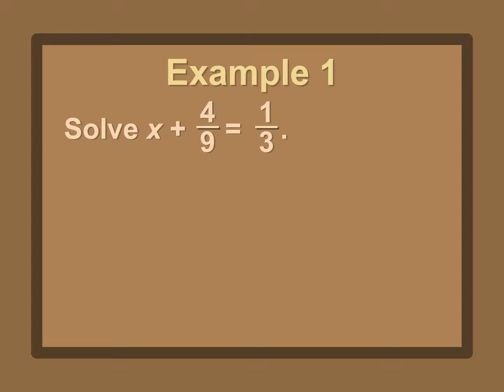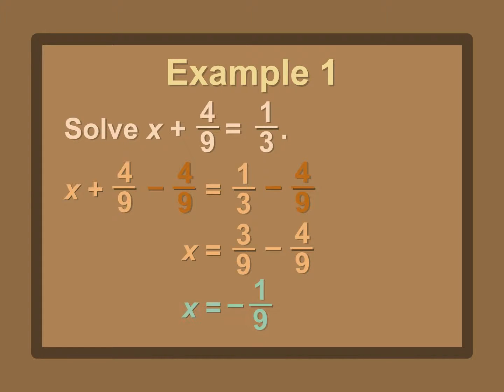All right, so let's do our first example of solving an equation with a rational number. This is x plus 4 over 9 equals 1 over 3. So to solve this, we have to undo the plus 4 over 9. So we'll subtract 4 over 9 from both sides. So now we have x on the left-hand side, and on the right-hand side, we have 1/3 minus 4/9. To subtract that, we need to remember that 4/9 is bigger than 3/9, so that means we're going to have a negative 1/9.